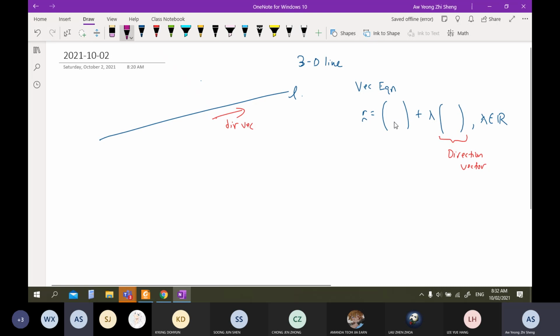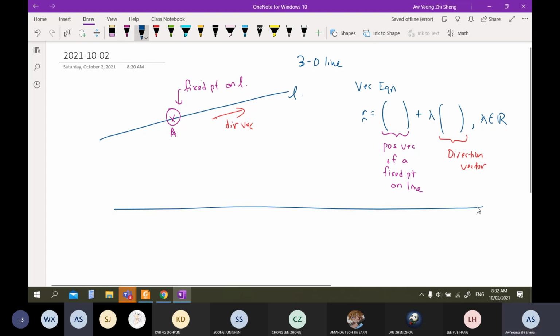And this first vector here that is not multiplied by lambda is the position vector of a fixed point on the line. And so I just label it as A here. And this is what we call a fixed point on the line. Okay.